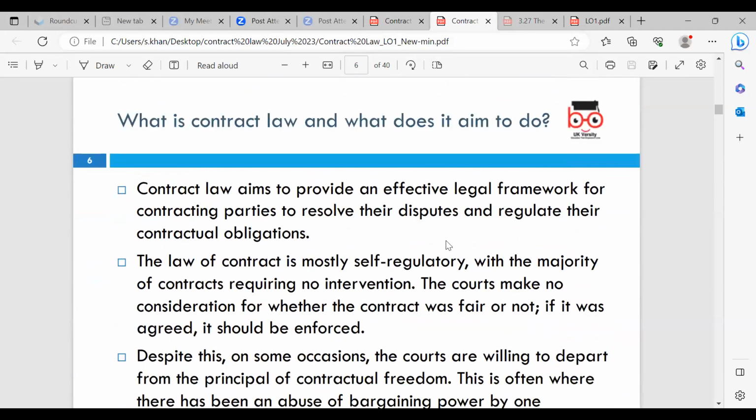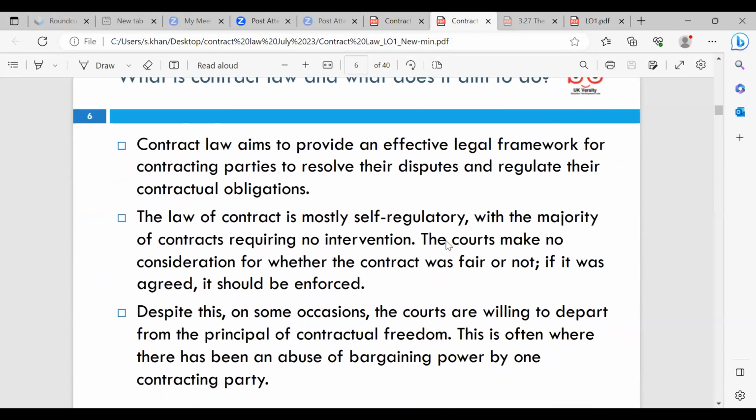So what is a contract? What is contract law, and what does it aim to do? So contract law aims to provide an effective legal framework for contracting parties to resolve their disputes and regulate their contractual obligations. The law of contract is more self-regulatory, with the majority of contracts requiring no intervention. The courts make no consideration for whether the contract was fair or not. If it was agreed, it should be enforced.